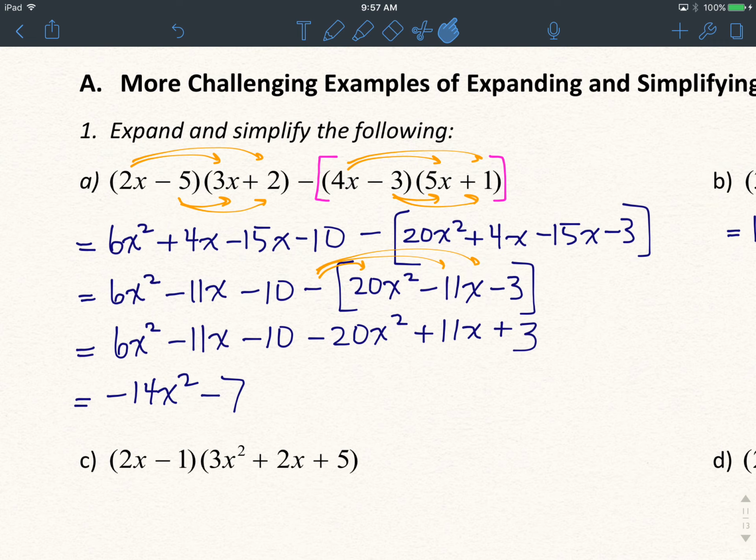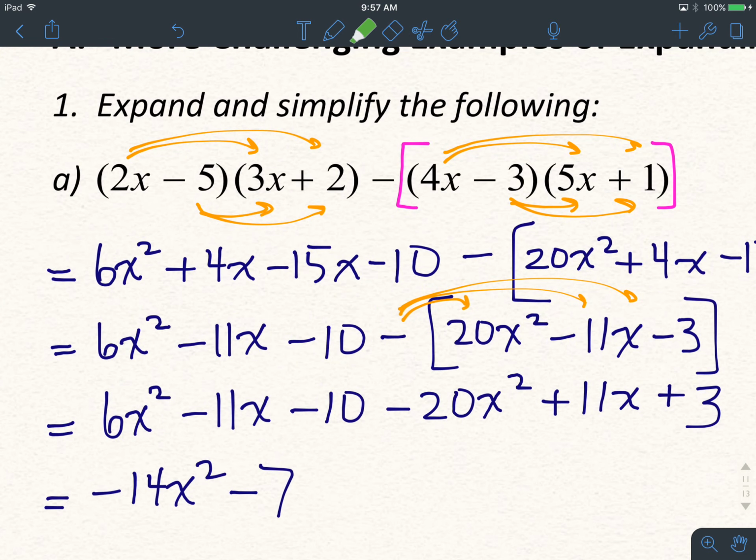So let's start. First part's again pretty straightforward. It's very much what we've been doing. We have some expansion here, 2x times 3x, 2x times 2, negative 5 times 3x, and negative 5 times plus 2. And you get 6x squared plus 4x minus 15x minus 10. And then you'll notice in the next line down, I've simplified it by gathering together the like terms, 4x and minus 15x. That gives you 6x squared minus 11x minus 10. That part's pretty straightforward. It is the second part that people find difficult.